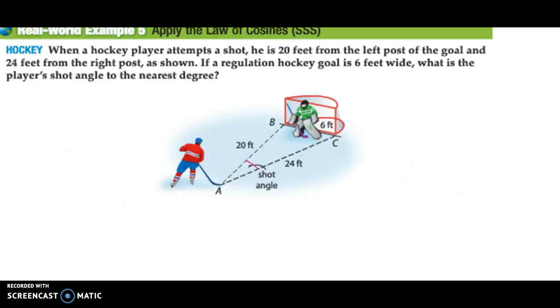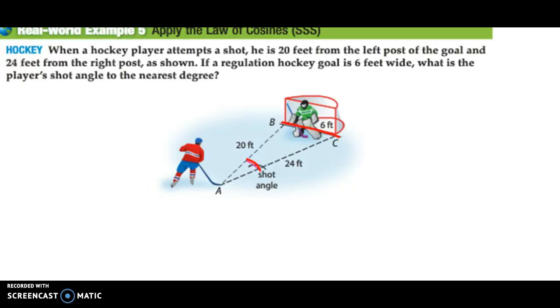So if I'm looking at this problem right here, it says when a hockey player attempts a shot, he is 20 feet from the left post of the goal and 24 feet from the right post. If a regulation hockey goal is 6 feet wide, what is the player's shot angle to the nearest degree? So essentially we're given all three sides of a triangle. The sides are 20, 24, and 6. The corresponding angle we're looking for is the one across from 6, right?